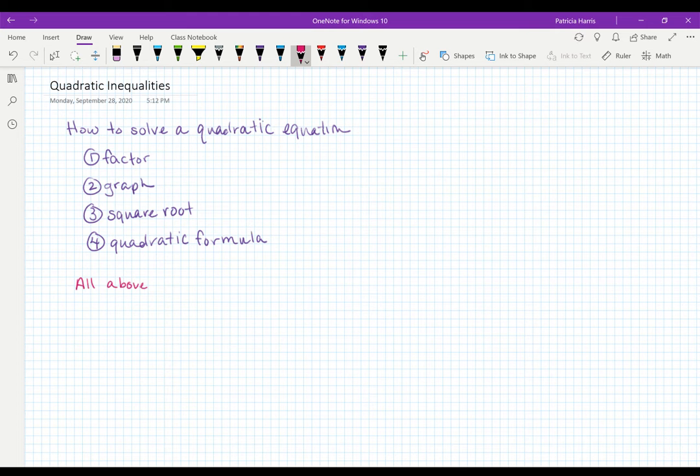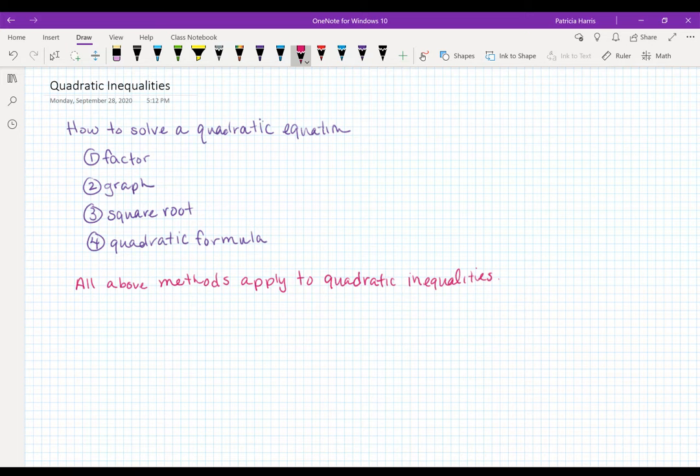But since it's an inequality, our solution is not going to be a finite number of answers. It will be a range on the number line. So we're going to solve them exactly the same, but the solution is going to be a little bit different depending on what our inequality is like.